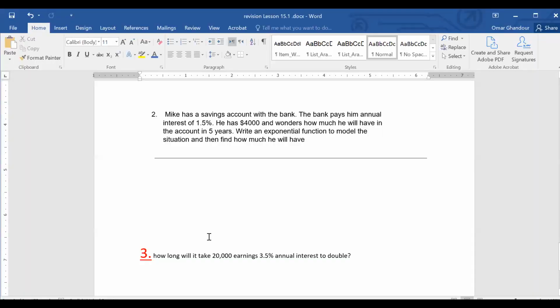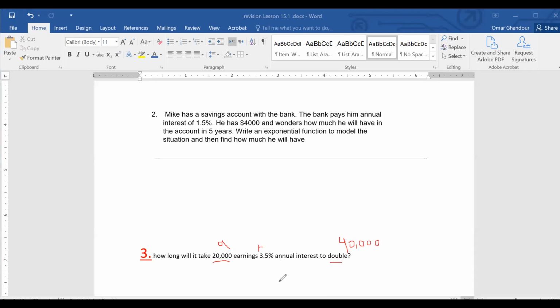Okay, the last question to do today. How long will it take 20,000 earning 3.5% annual interest to double? It is the same as the first question. The first value here is A. 3.5%, this is my R. And the annual interest, so again, it's increasing. To double means, what is the double of 20,000? 40,000. To double means it became 40,000.